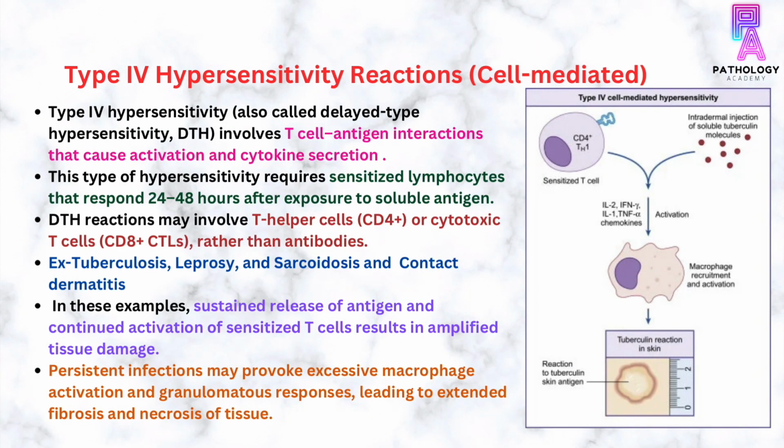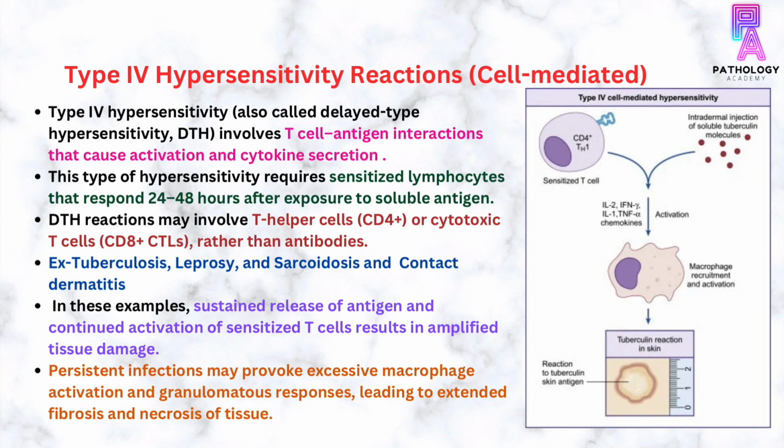Type 4 hypersensitivity reactions, also known as delayed type hypersensitivity reaction, involve T cell antigen interactions that cause activation and cytokine secretion. This type of hypersensitivity reaction requires sensitized lymphocytes which respond within 24 to 48 hours after exposure to soluble antigen. The delayed type hypersensitivity reaction may involve T helper cells or cytotoxic T cells rather than antibodies.